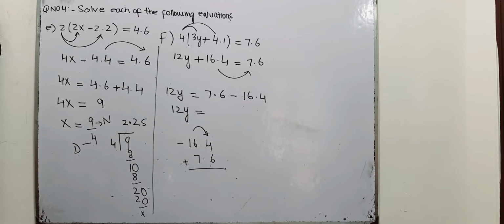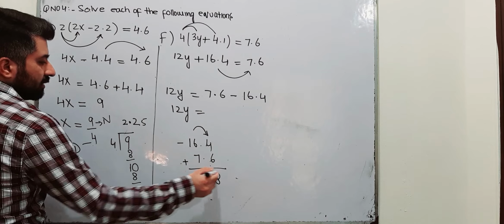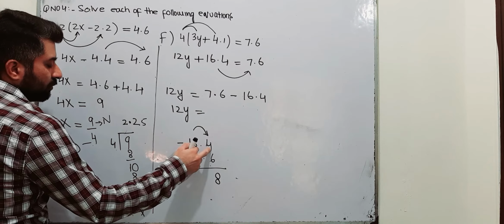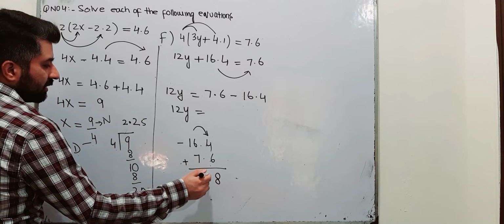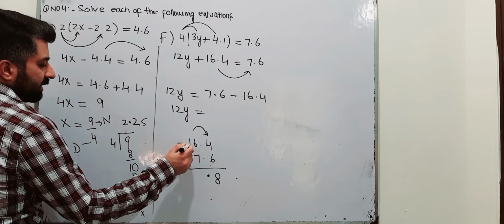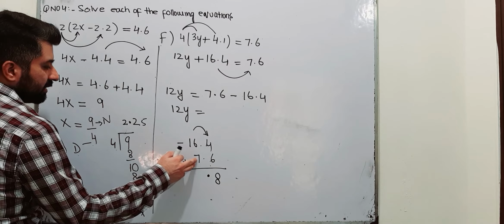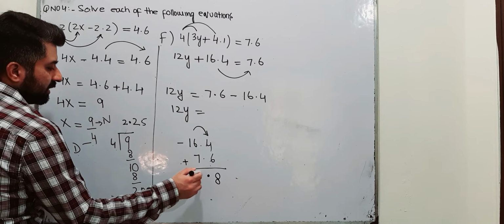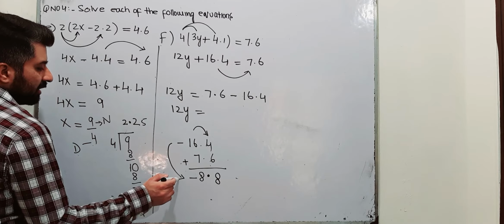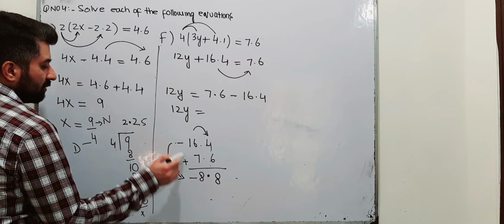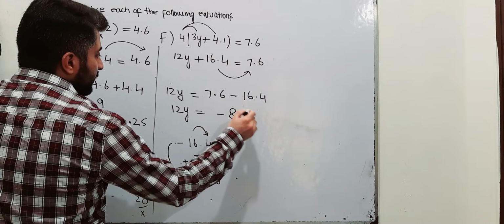1 carried from 16 to 4 will make it 14. So 14 minus 6 is 8. Now because 1 was carried from 16, over there it becomes 15. 15 minus 7 is basically 8. So minus 8.8, your larger number is negative and the sign of the larger number will be retained. So minus 8.8 will be written here.